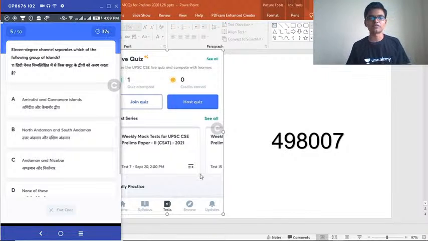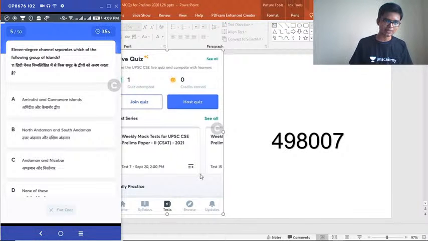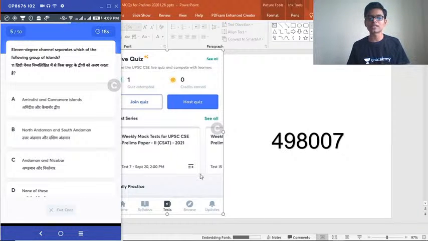Yes. Question 5. 11-degree channel separates which of the following group of islands? Amindivi and Kannur Islands, North Andaman and South Andaman, Andaman and Nicobar, none of these. 11-degree channel, a very famous sea strip that joins two of the famous islands. Which are they? Amindivi and Kannur, North Andaman and South Andaman, Andaman and Nicobar.